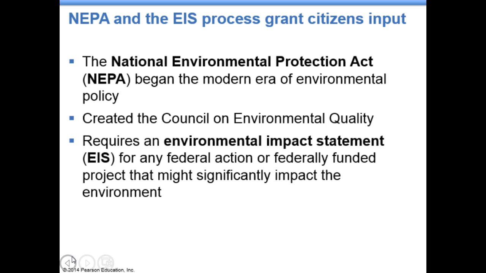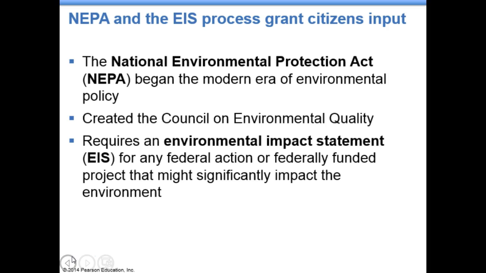One of the foremost U.S. environmental laws that we have is the National Environmental Protection Act, or the NEPA. This was signed into law by Republican President Richard Nixon in 1970. It created an agency called the Council on Environmental Quality, and it required that an environmental impact statement, an EIS, be prepared for any major federal action that might significantly affect environmental quality.